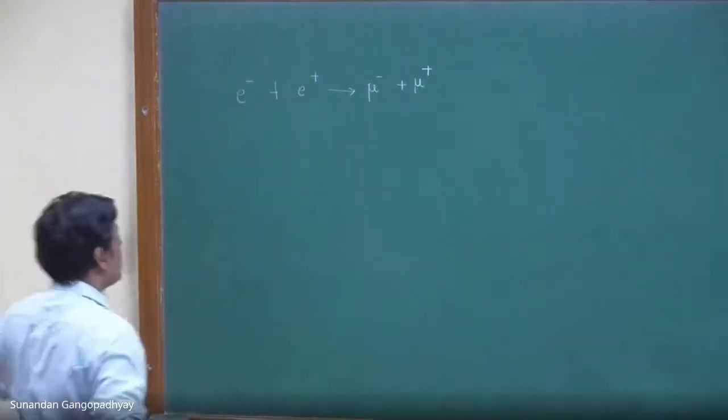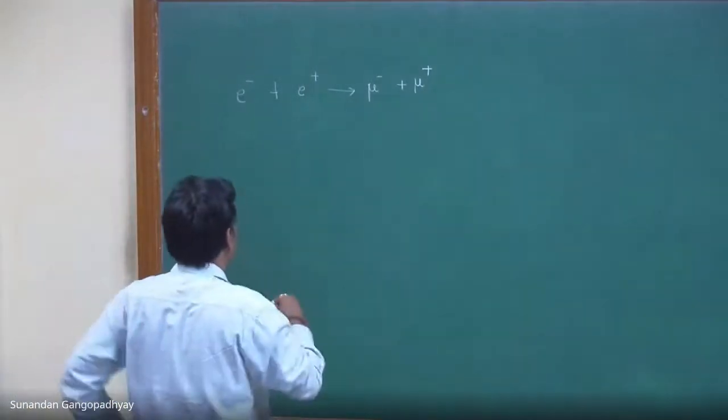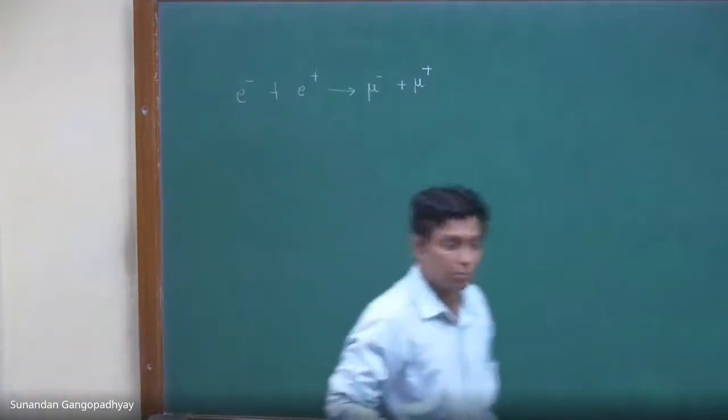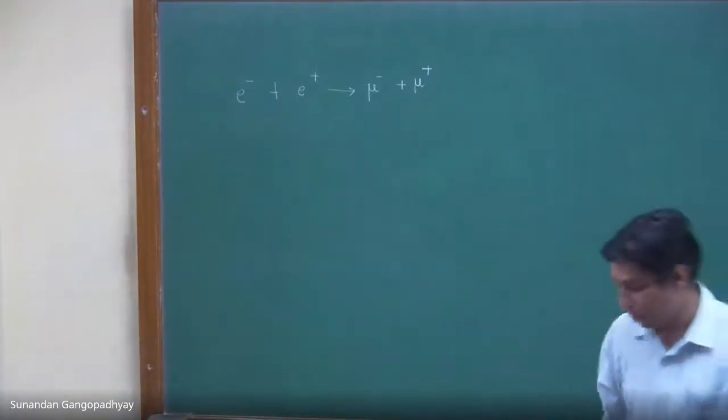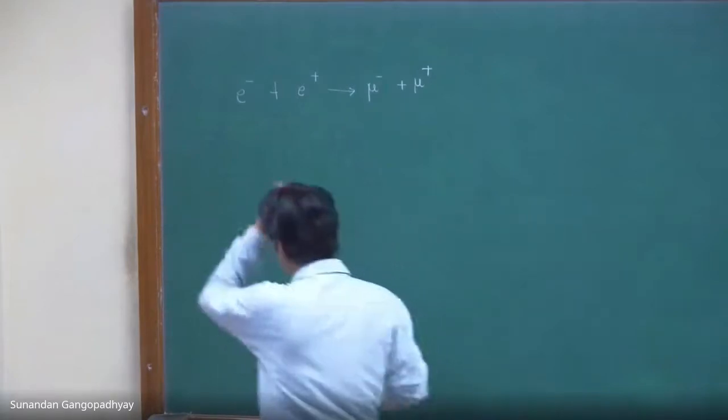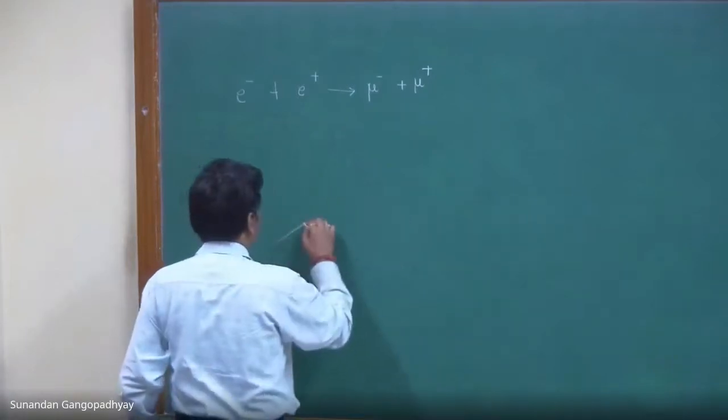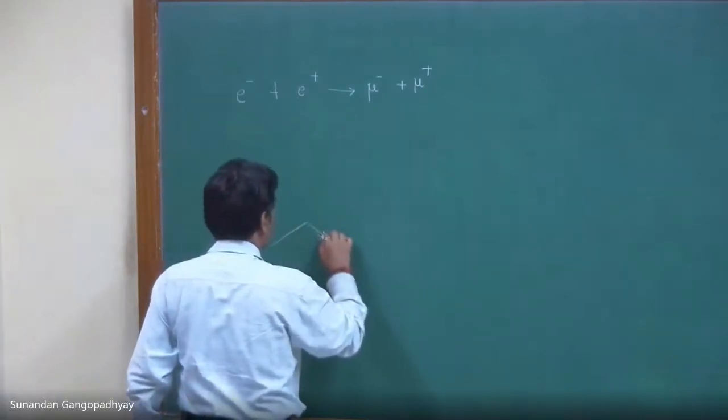And it is easy to see that to the lowest order, we want to calculate the cross section for this process at the lowest order in perturbation theory. So at the lowest order, there is only this diagram which contributes to the scattering.